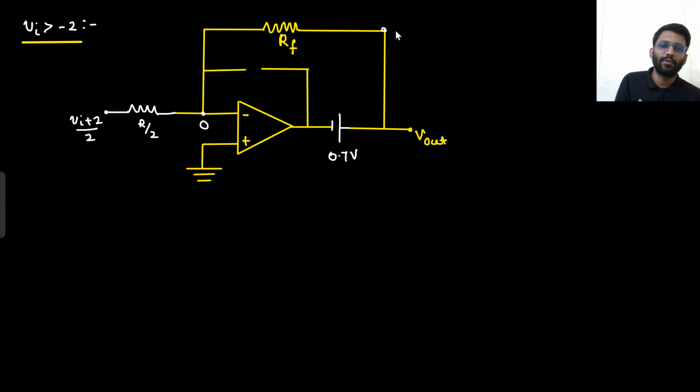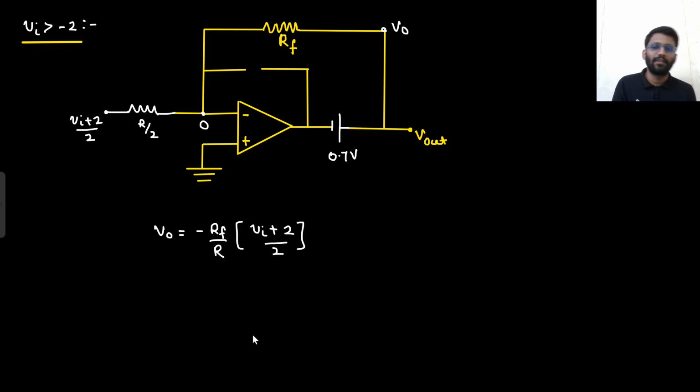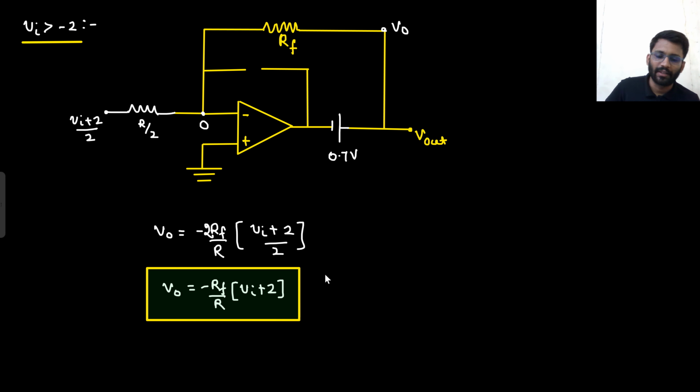So this node is V naught, this node is also V naught. At this 0 node, you can apply nodal. So what will be the nodal? I am directly writing the output. What will be the output? Output will be minus RF by R into V in plus 2 by 2. That's it. This will be your output. Minus RF by R, not R, R by 2. Minus 2 RF by R, V in plus 2 by 2. Or you can write minus RF by R into V in plus 2. This will be the output for V in greater than minus 2.